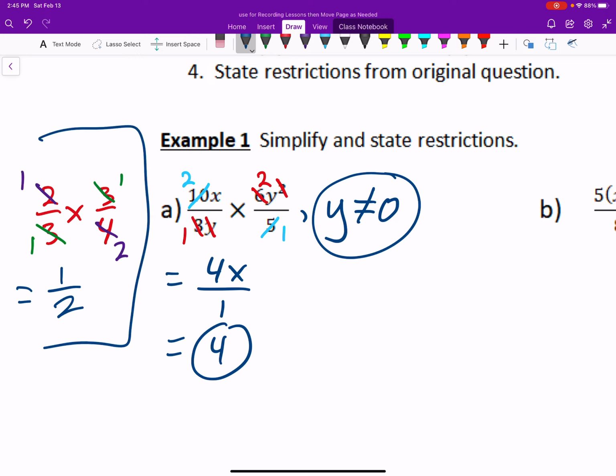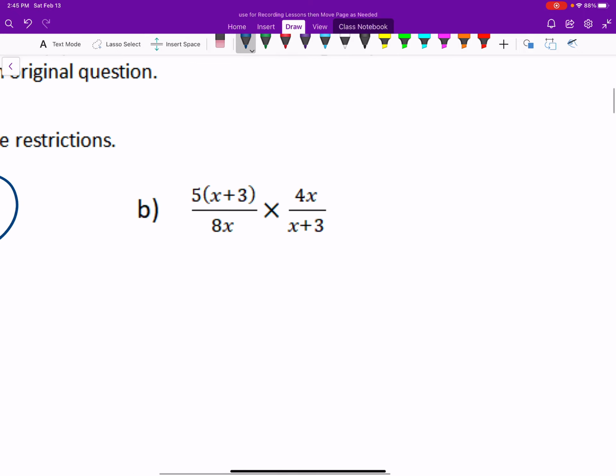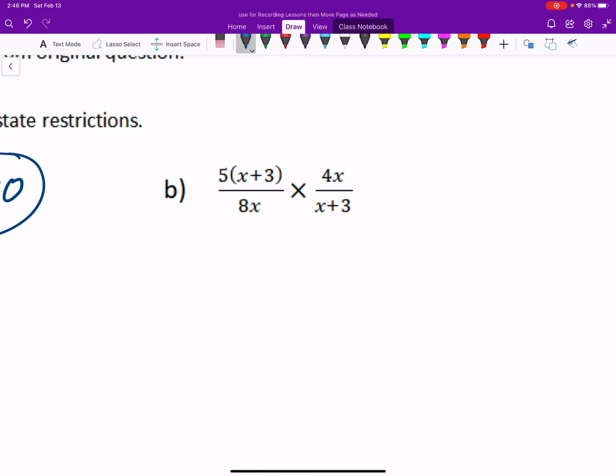So there's my reduced polynomial multiplication. So I have multiplied them together, and what was left was 4x. And my restriction is that y can't equal 0. Again, even though there's no y left at the end, I still have to write that restriction, because anywhere along the lines, if y equaled 0, I would have a division by 0 problem.